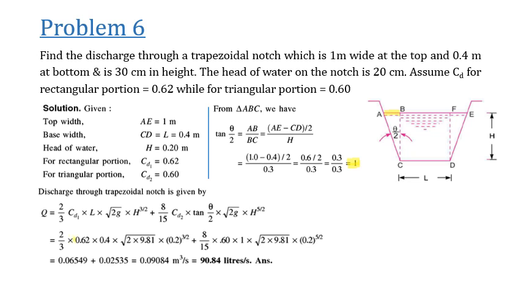So Cd is 0.62, the length is 0.4, and head is 0.2 meter, and Cd2 is 0.6, tan(θ/2) is 1, and the head is 0.2. Again, it is the same. So adding them up, the discharge is 90.84 liters per second.